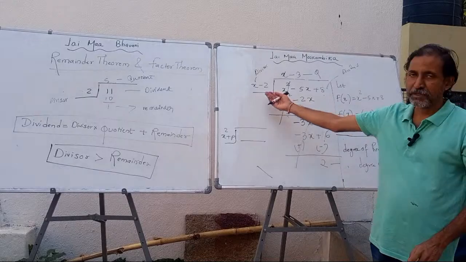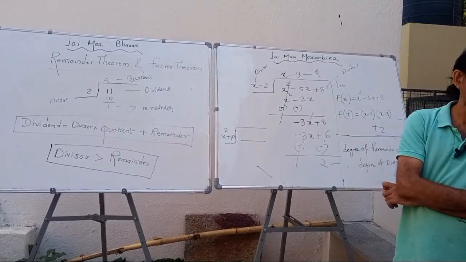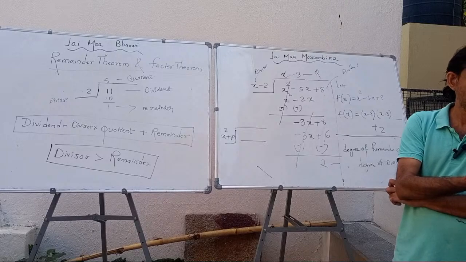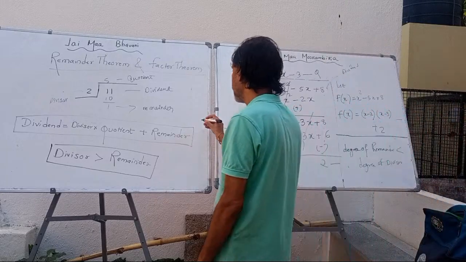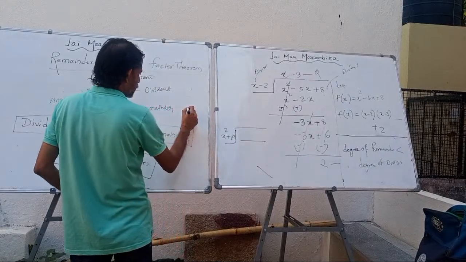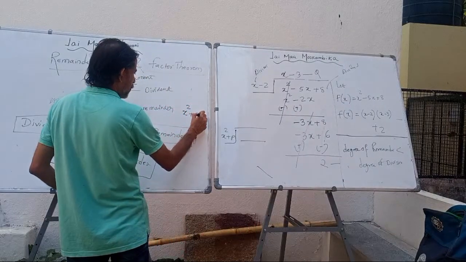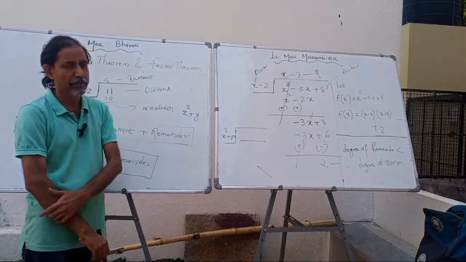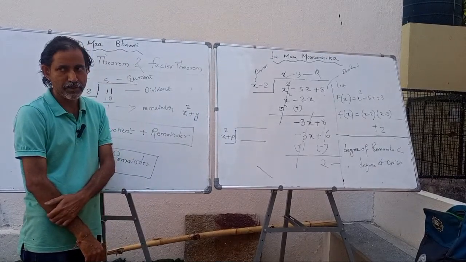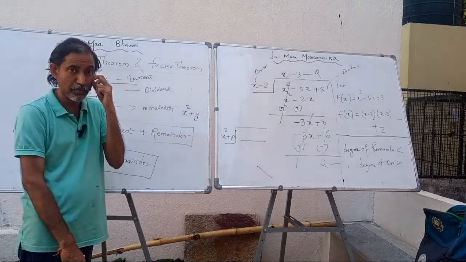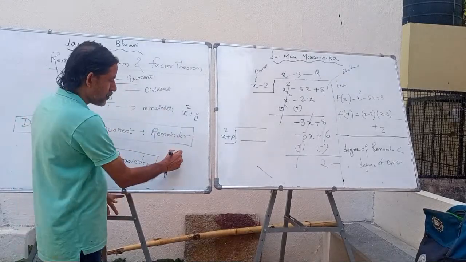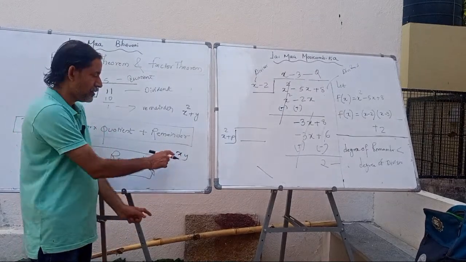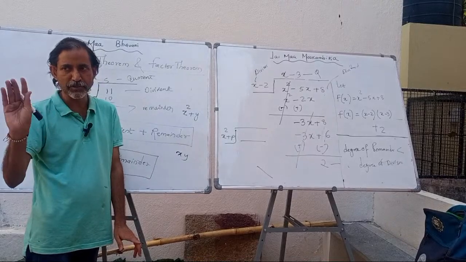What is the degree of x minus 2? That's the problem. See, you have a polynomial. What is the degree of x square plus y? What is the highest power? Square, 2, right? Degree is 2. What is the degree of this? x raised to 1, y raised to 1, 1 plus 1, 2.